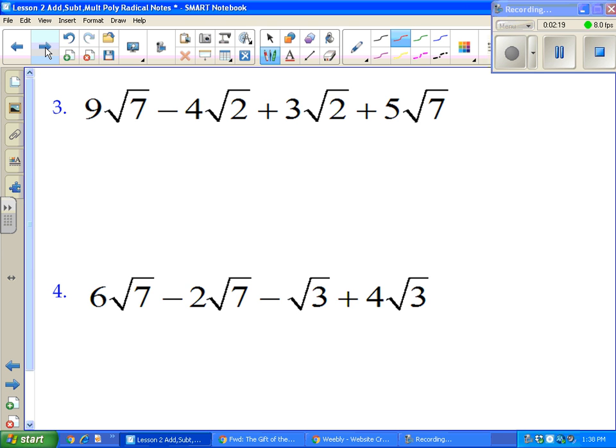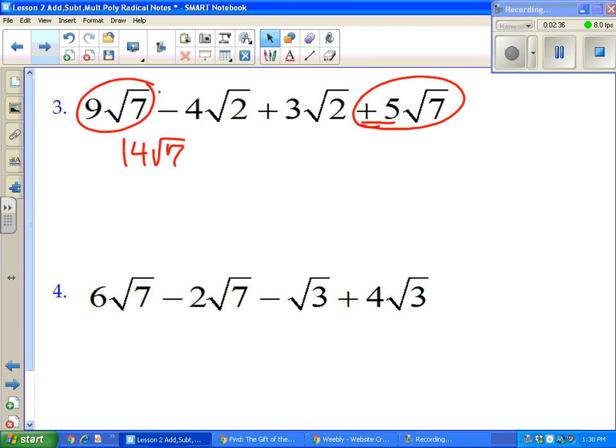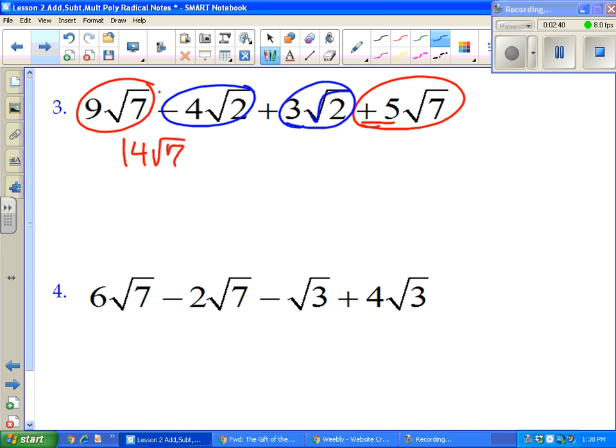Number 3. First of all, let's look for like terms. 9 square root of 7, 5 square root of 7. Also take notice of the sign in front. That says plus 5, so that's a positive 5. So 9 plus 5 makes 14 square roots of 7. And then I have negative 4 plus 3 square root of 2. So they both have square root of 2, so those two are alike. So that would give me negative 1 square roots of 2. Do not add or subtract what's underneath, only the numbers in front.